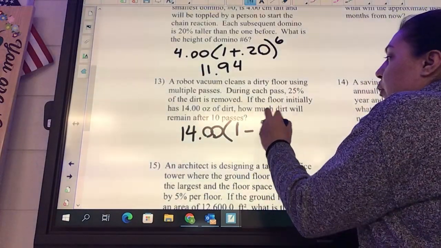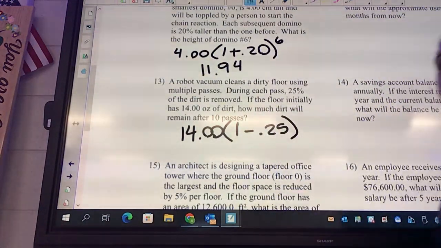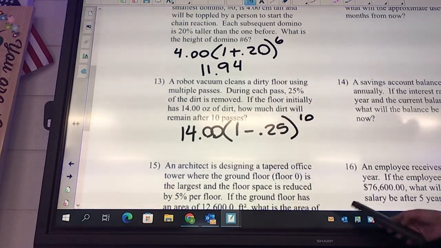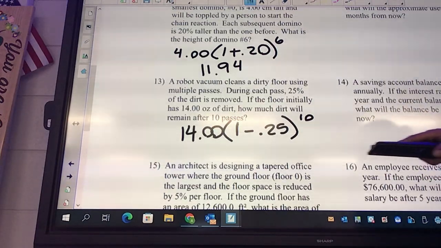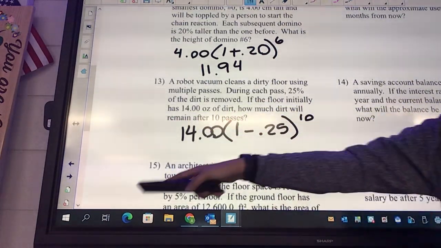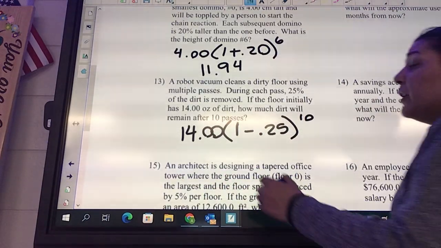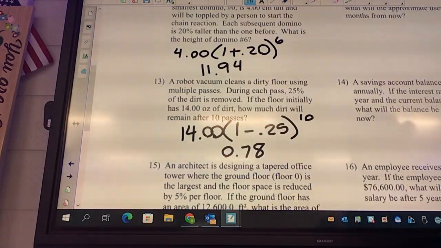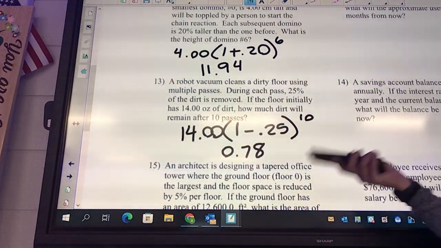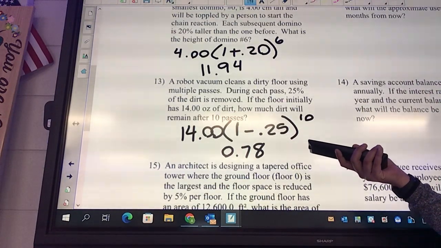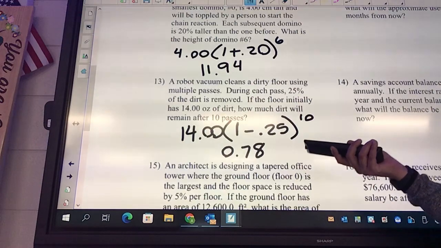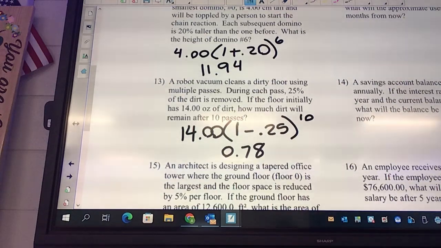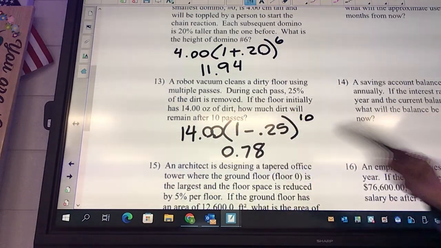So we're going to say minus 0.25 to the 10. So really, what they're doing is this: they're doing 1 minus 0.25, ten times. It's 0.78. That's all I got too. 0.78, I'm catching on. What does that mean? It's less than an ounce of dirt left, right? There's not very much dirt left. That's good. At 10 passes, almost all of it is gone, and you're never going to get your floor 100% clean.